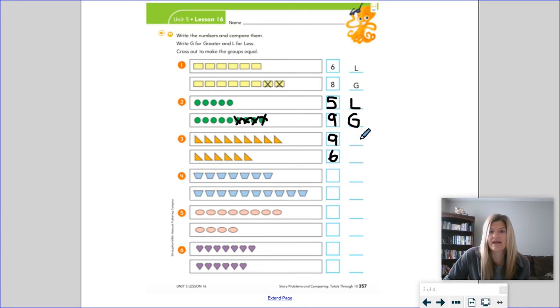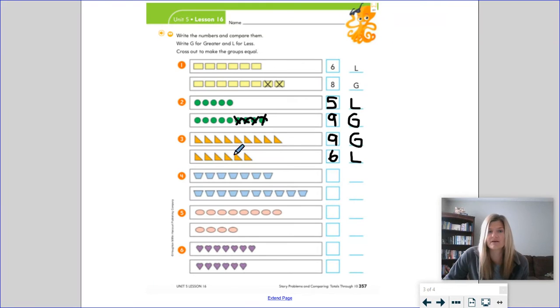Now we need to write an L or a G, whichever is the right answer. So if I look, is 9 greater than 6, or is 9 less than 6? Well, it looks like there's more triangles on the top than the bottom. That tells me then that 9 is greater than. So I put a G. And 6 is less than 9. So I put an L.